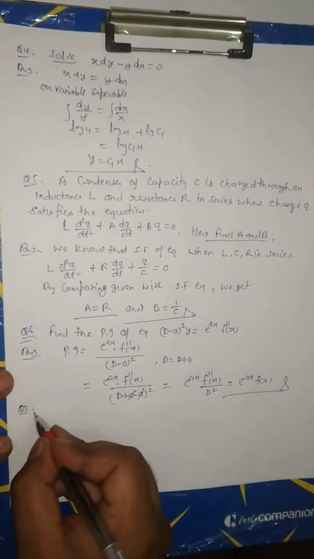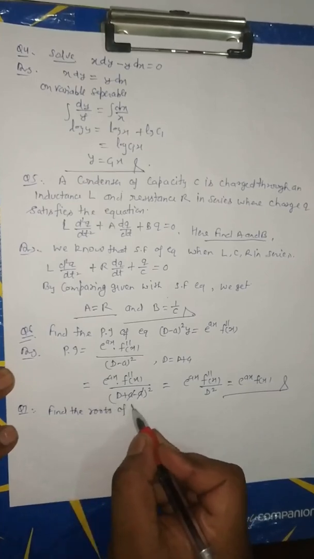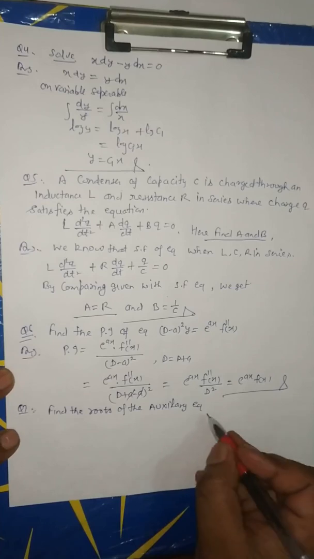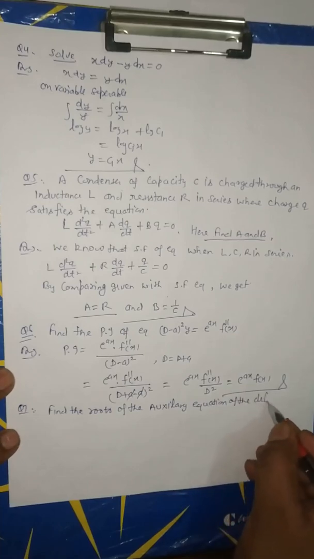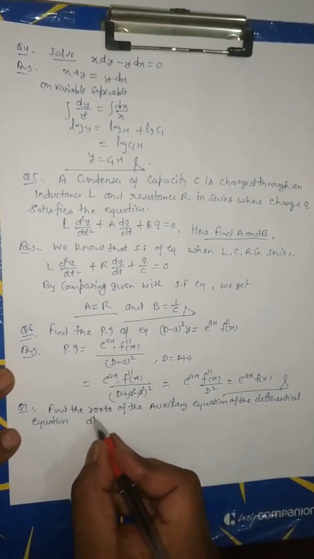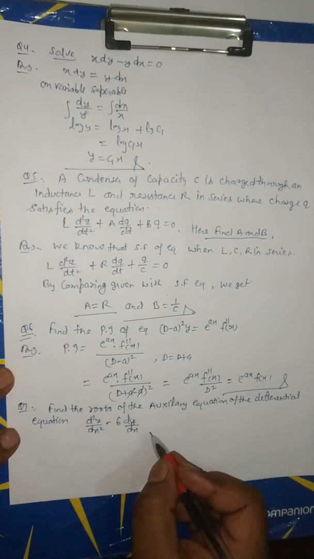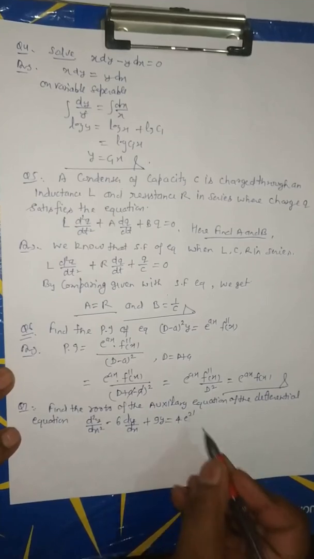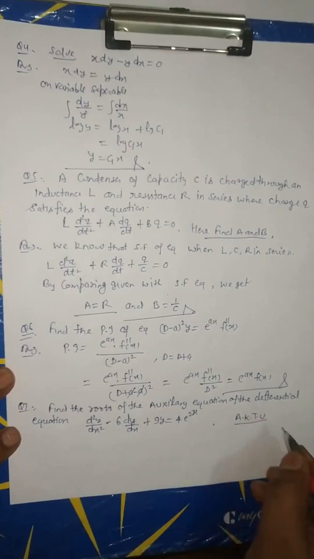Now next question number 7. Find the root of the auxiliary equation of the differential equation d2y upon dx2 minus 6 dy upon dx plus 9y is equal to 4 e to the power 2x. This has come in AKTU 2016.